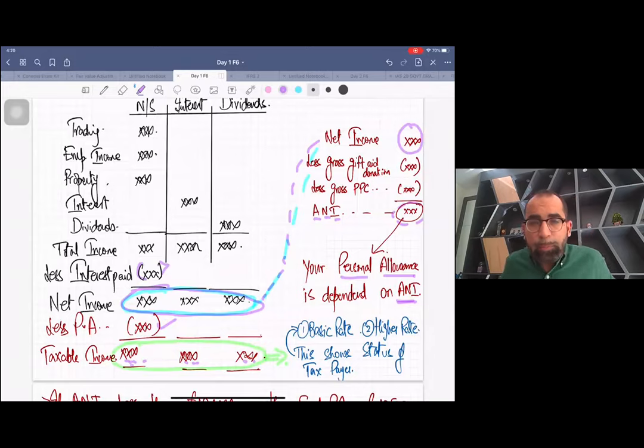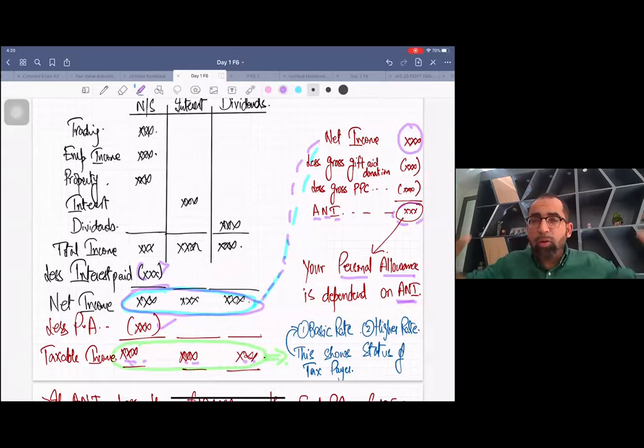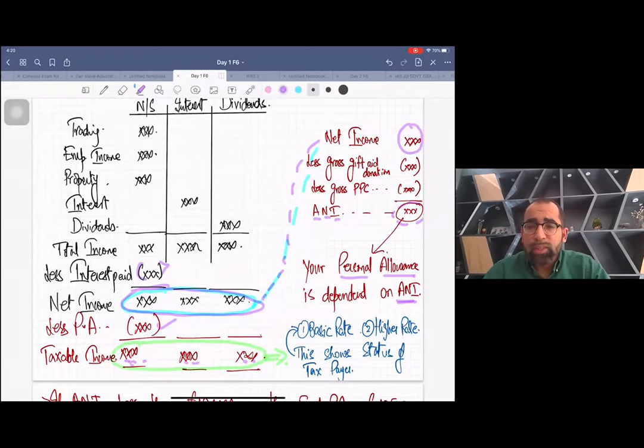You will get taxable income. Okay. Now, once you get your taxable income, you will add all taxable income and you will try to find your status.